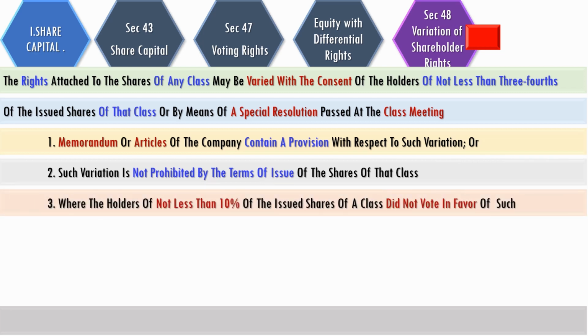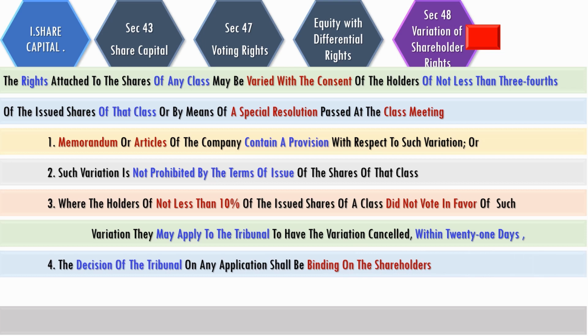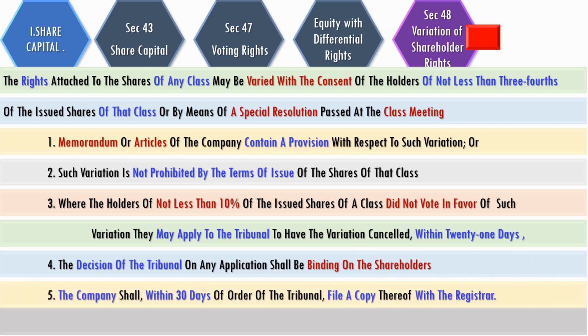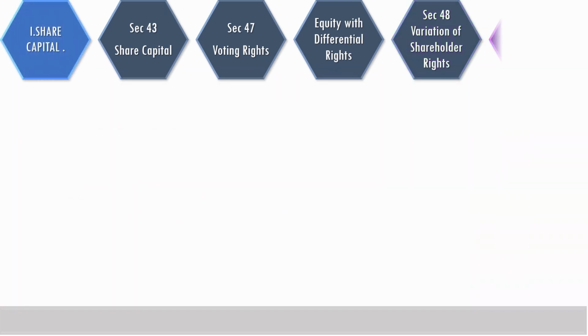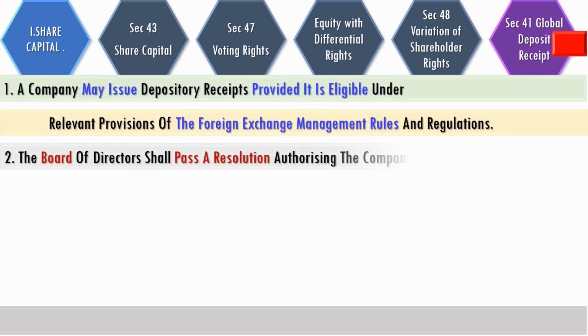Where there are holders having 10% of issued shares of a class who didn't vote in favor of the resolution, they have a right to approach a tribunal for a revision of the decision on variation. Tribunal's decision shall be binding and final, and the company is bound to file it with the registrar within 30 days.